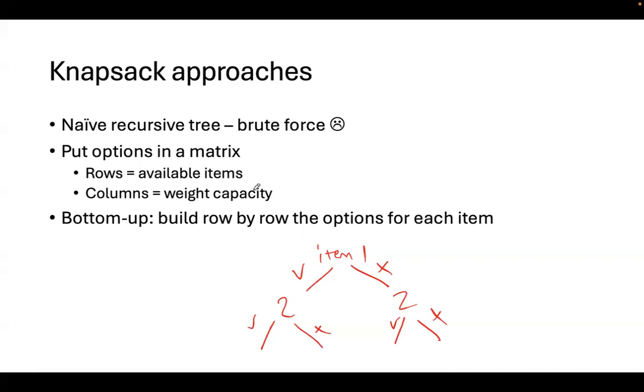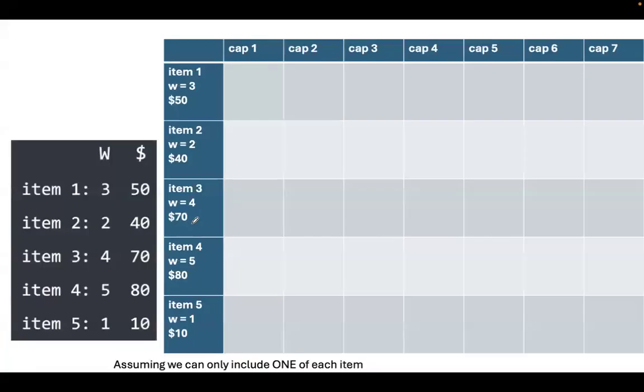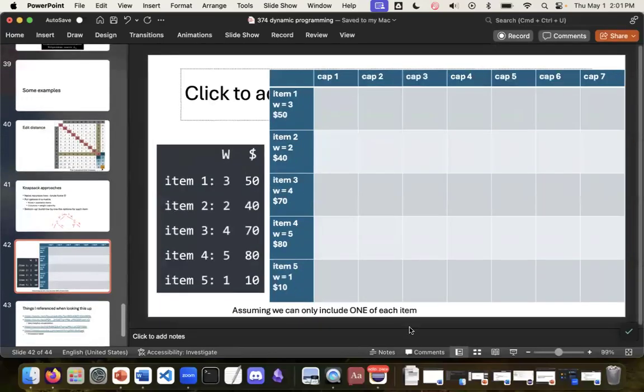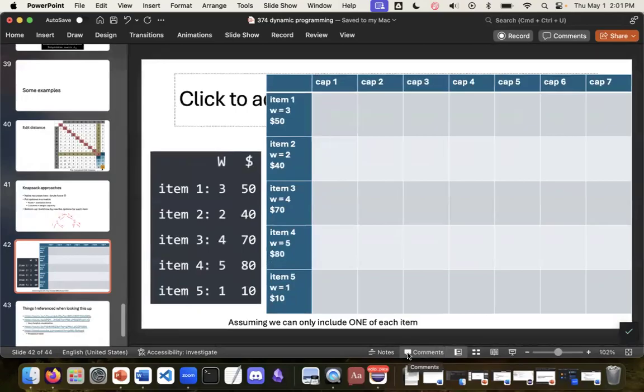So yeah, the other option is to put some of these things in a matrix where the rows are, here's what items I can choose, and the columns are, here's the capacity of the knapsack. And so the bottom-up approach is to build this thing row by row with the options that you have for each item. So I've got an example here. I think I want to type. So this is assuming we can only have one of each item, which is an important caveat.